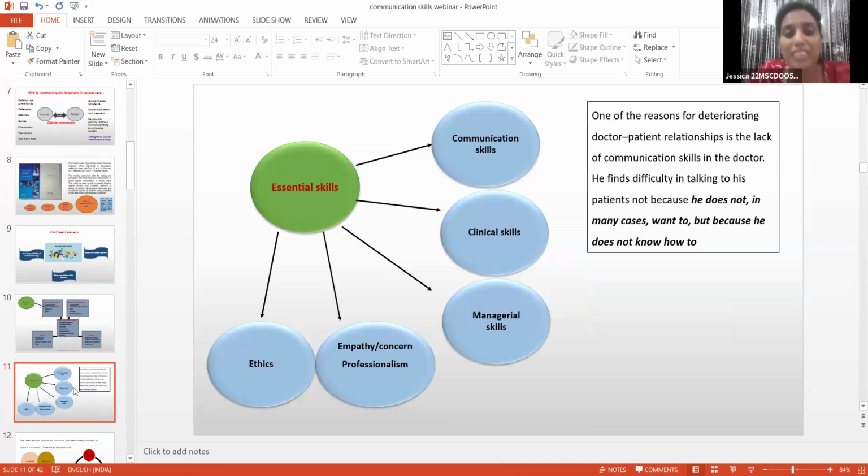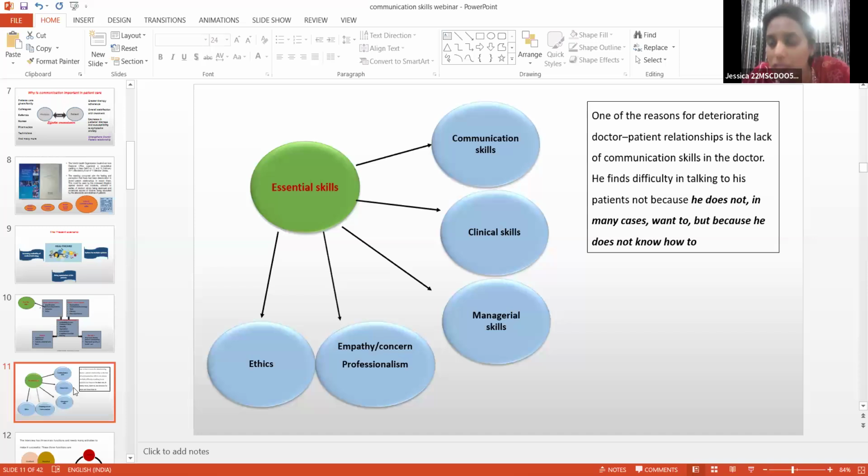Now, when we are talking about the essential skills, I said one of the reasons for the deteriorating patient-doctor relationship is the lack of communication skills in the doctors or in the medical fraternity. The doctor finds it difficult to talk to his patients not because he does not want to talk, but in many cases, he does not know how to talk. Most of us, if we revisit our medical education days, were not taught how to communicate to the patient. But over the years of medical practice, we have learned how to communicate with the patient.